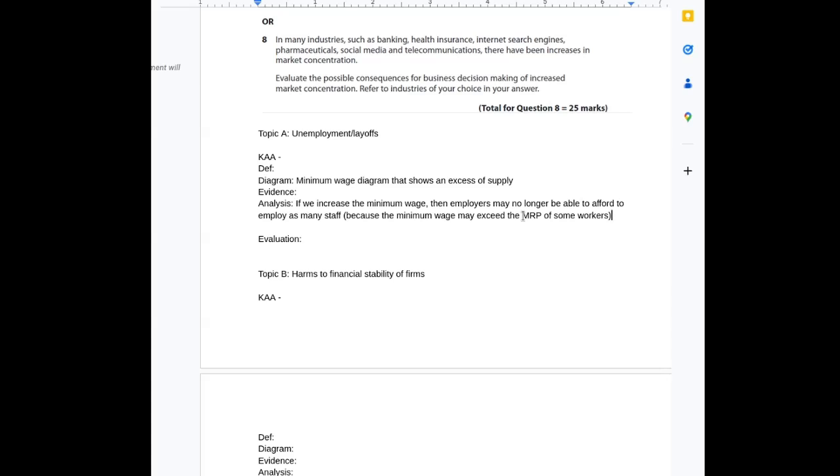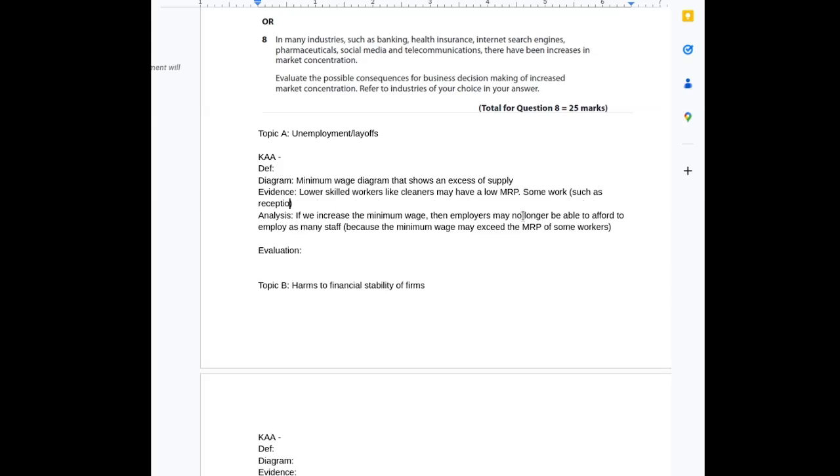The evidence for that, I might reference lower skilled workers like cleaners may have a low MRP. So maybe they're not bringing in enough money, basically, to justify their wage. Some work such as receptionist or concierge work may be possible to automate.